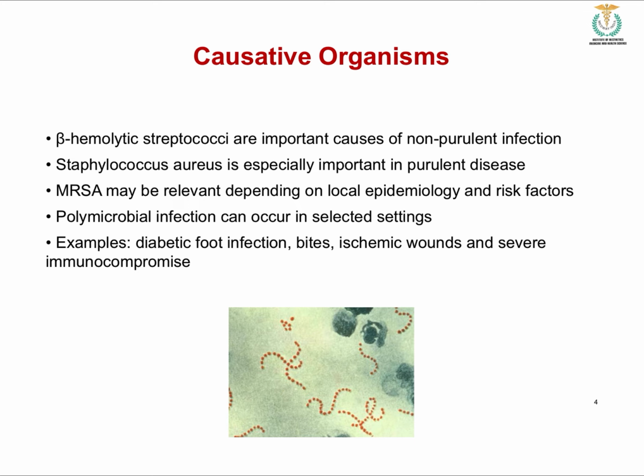MRSA, or methicillin resistant Staphylococcus aureus, may need to be considered depending on the patient's risk factors and local antibiotic resistance patterns. Some infections can be polymicrobial, and this is more likely in special situations such as diabetic foot infections, animal or human bites, ischemic wounds, chronic ulcers, or severe immunosuppression. So, we should not automatically assume that every red swollen lesion is caused by exactly the same organism.